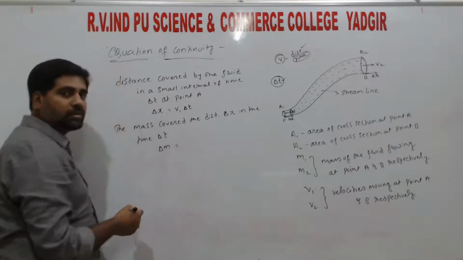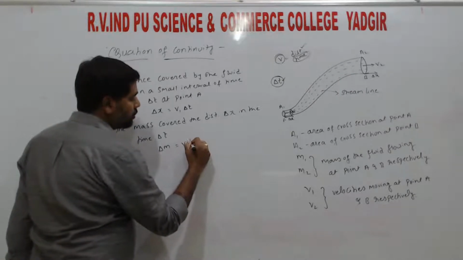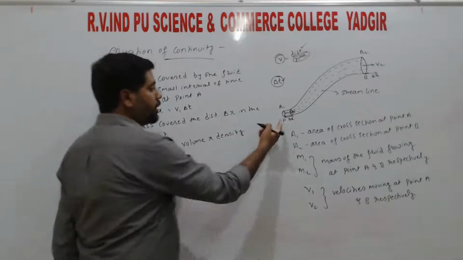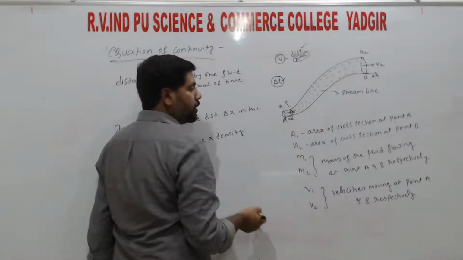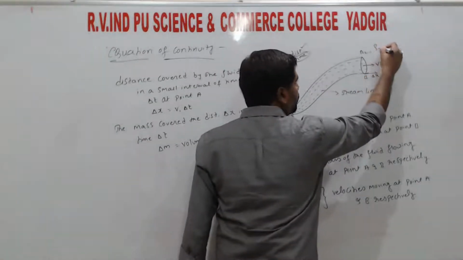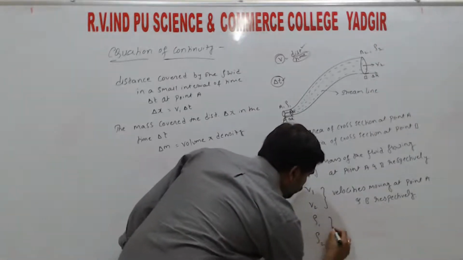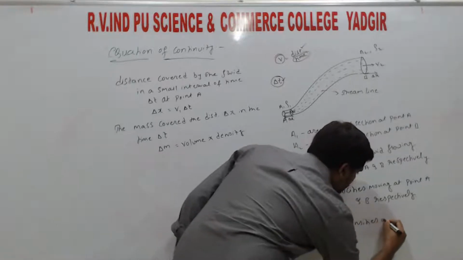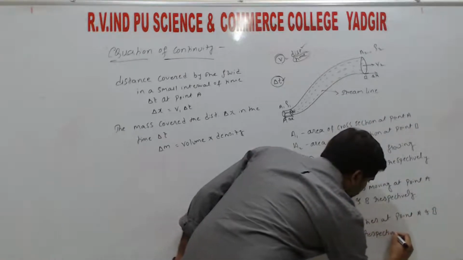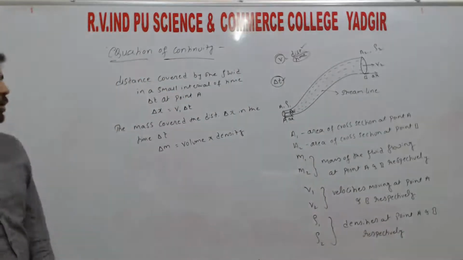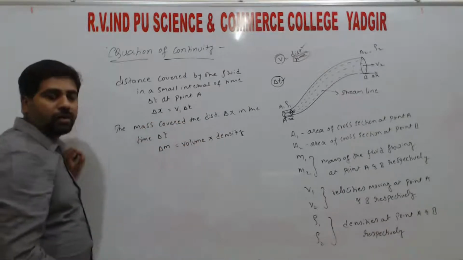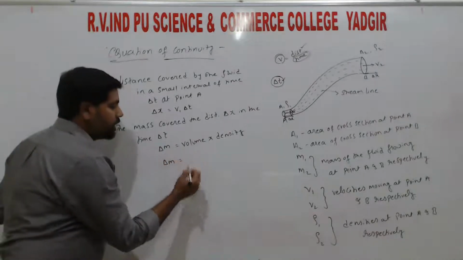So mass we can write as volume into density, right? At point A we considered the density rho 1, and at point B we have the density rho 2. So rho 1 and rho 2 are the densities at points A and B respectively, right? Do not mention v for both, because v is used for velocity, so we mention volume as usual by its name. So small change in mass is equal to volume, right?